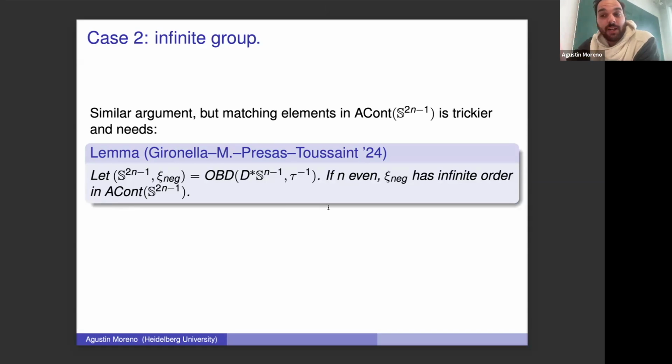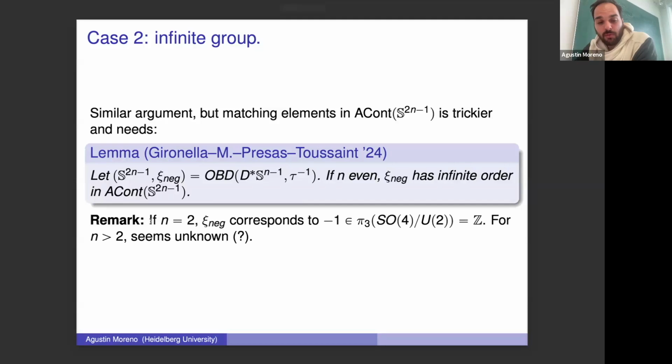you have some corresponding element in the group, but we don't know exactly what that element was. What we can show is that in this case, for even n, it actually has infinite order in this group. So this is a lemma that we had to show. We couldn't find anywhere in the literature anyone saying anything about this particular element.